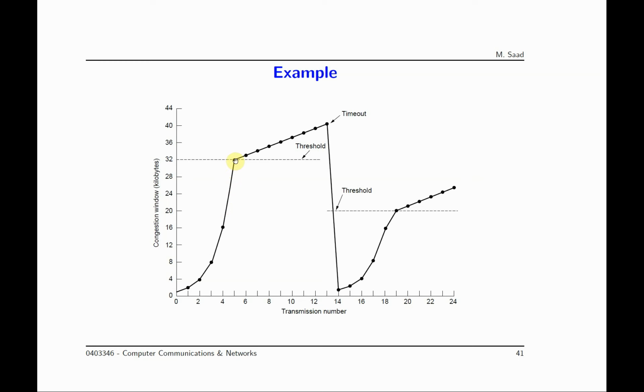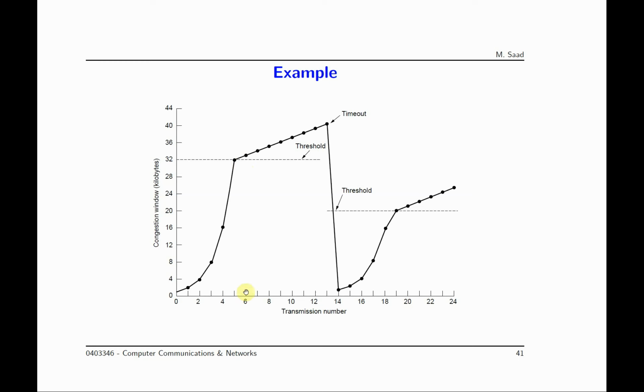Now what happens when the congestion window is equal to 32? It means I'm sending 32 segments, waiting for 32 acknowledgements. Imagine that I'm getting all ACKs without timing out. Does this mean congestion or no congestion? Still no congestion. Should we increase or decrease the congestion window? We should increase the congestion window. However, since I reached the threshold, I will increase by adding only 1 maximum segment.